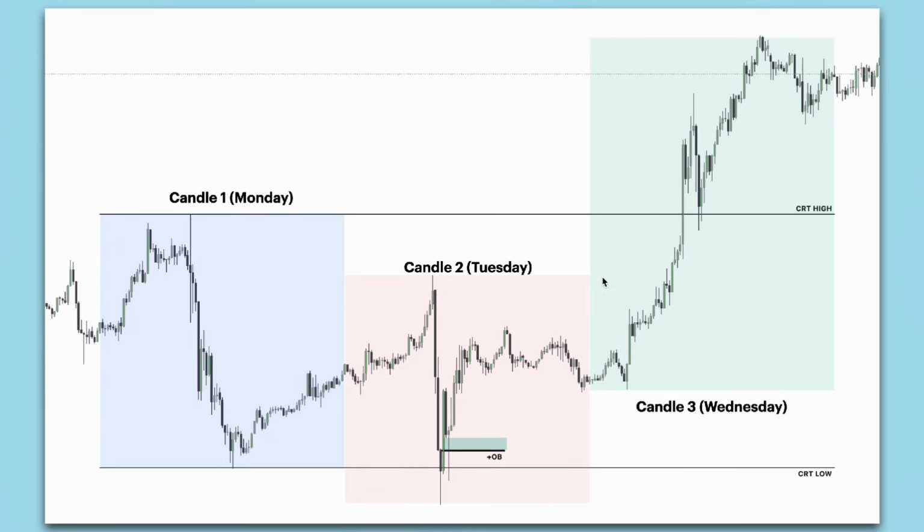As you can see, this turtle soup is a model in itself. This is the Monday range model. I won't go into more detail, but for those who understand, this is a very high probability model. Using Monday as your range, Tuesday as manipulation, and Wednesday as distribution, you'll be able to catch a lot of trades and potentially make significant profits.